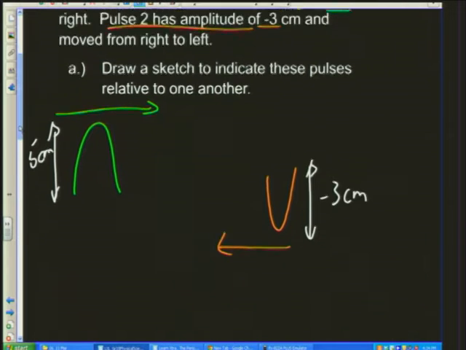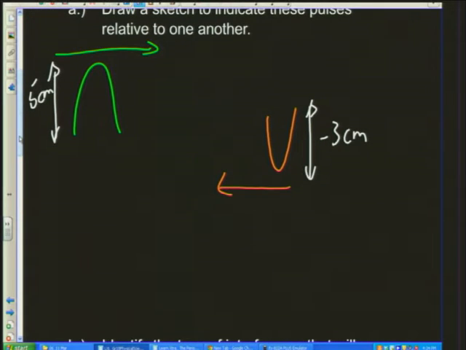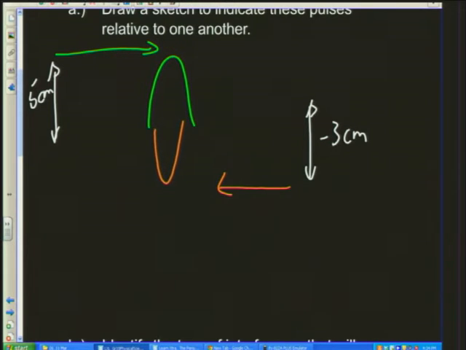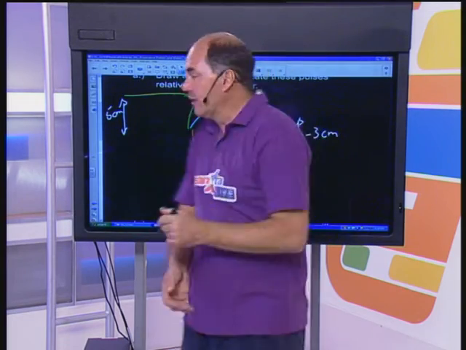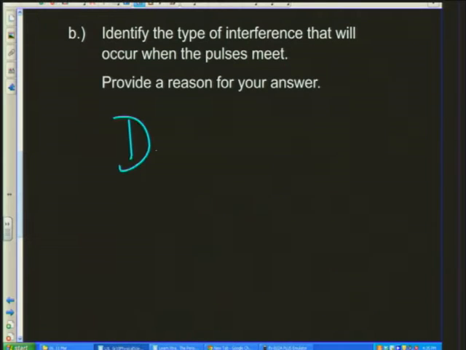It then asks me, identify the type of interference that will occur when the pulses meet. Now, look what's going to happen. If I take this one, and let's move it, and that one, and I move it there, what's going to happen? Remember, that's down 3, that's up 5. I'm going to be left with a new thing. At that point, that's going to be a +2. I'm going to just draw it in a different color. But it's got less. It hasn't got bigger than before. It's got smaller. So this is destructive interference.